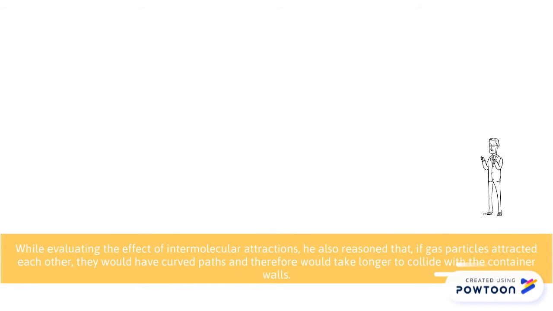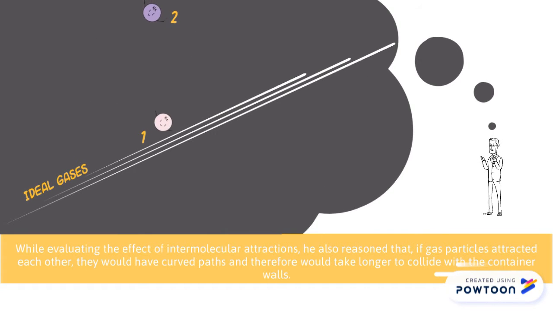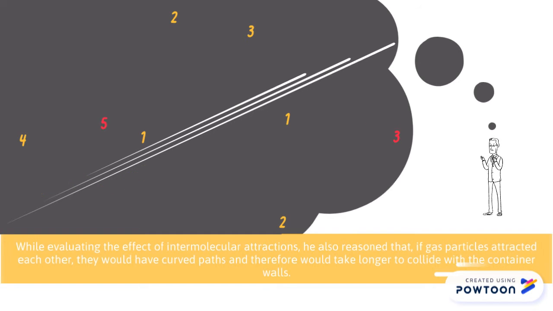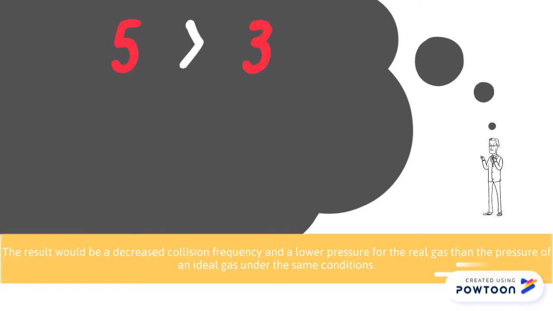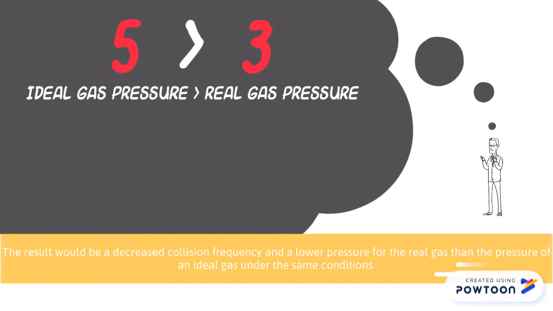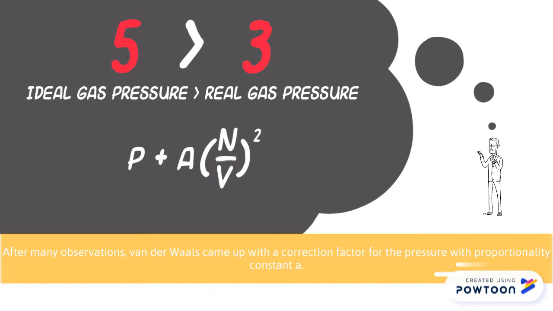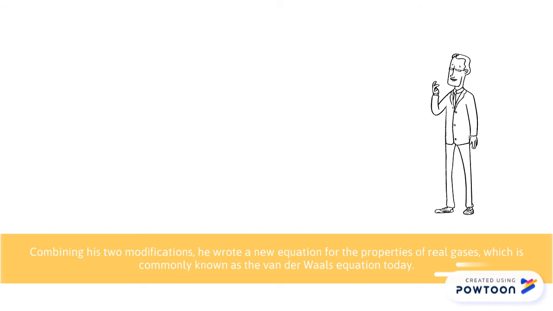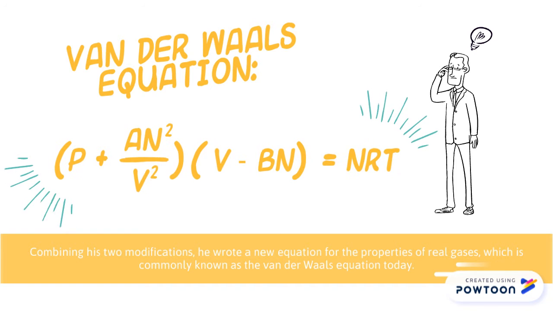While evaluating the effect of intermolecular attractions, he also reasoned that if gas particles attracted each other, they would have curved paths and therefore would take longer to collide with the container walls. The result would be a decreased collision frequency and a lower pressure for the real gas than the pressure of an ideal gas under the same conditions. After many observations, van der Waals came up with a correction factor for the pressure with proportionality constant a. Combining his two modifications, he wrote a new equation for the properties of real gases, which is commonly known as the van der Waals equation today.